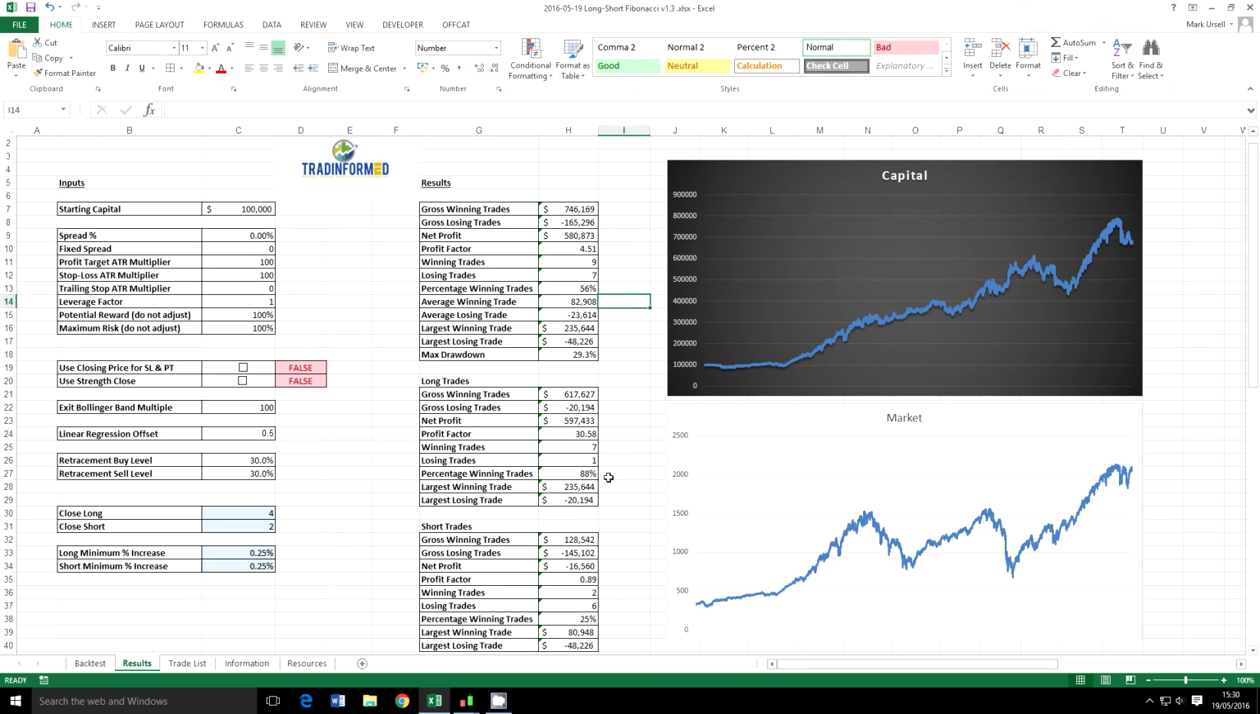Okay, so I'm going to look first of all at the results of the strategy that I just described. So I'm using a 30% retracement buy and sell level. So I'm looking for the market to retrace 30% off its recent high or low before a position is entered. We can see over here on the left the capital of the trading strategy compared to the market. And you can see that it shows up pretty favorably, really. We don't have anything like the severe drawdowns.